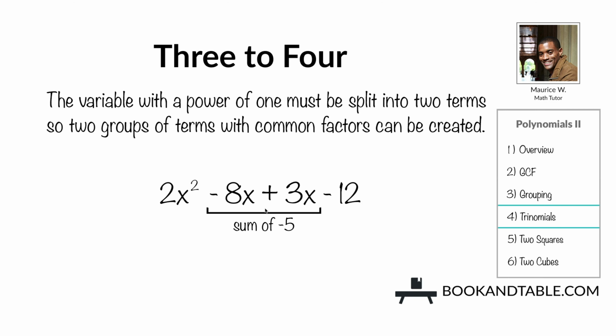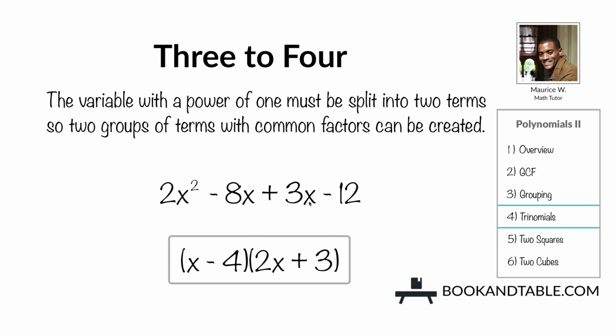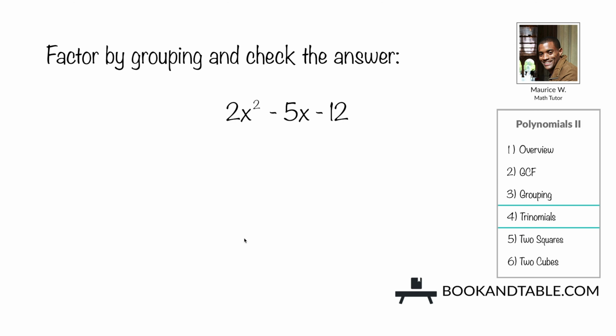But by doing so, we now have one set of terms that can be grouped together and another set of terms that can be grouped together. And when we follow the grouping method, as we saw earlier in the chapter, we will wind up with the factors x minus 4 times 2x plus 3. But let's take a look at this process from start to finish to see how we land here.